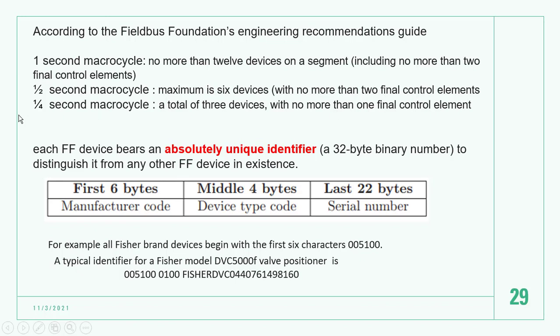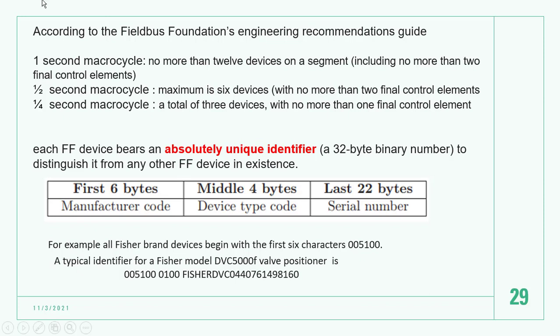If it is a quarter second macro cycle time, the total is 3 devices, including no more than 1 FCE. So it is 12 devices including FCE, 6 devices including FCE, 3 devices including FCE. If you have 1 FCE, then the other devices, just the transmitters, would be just 2. Okay.